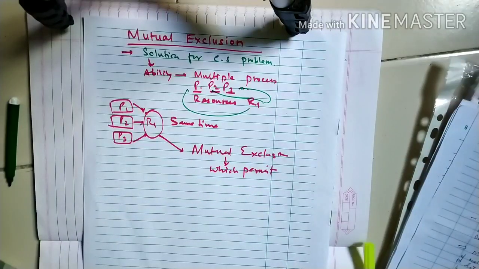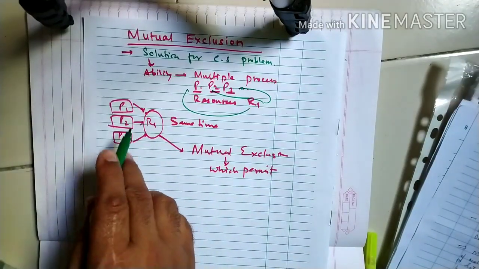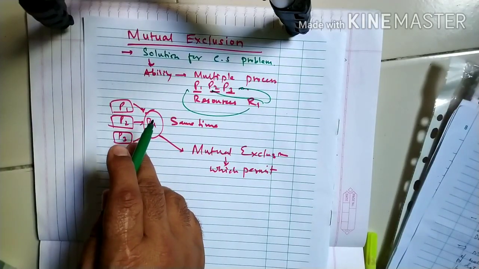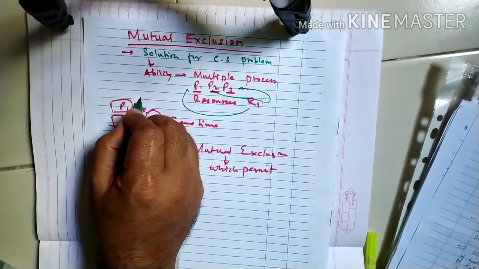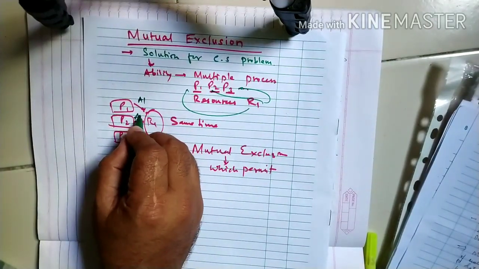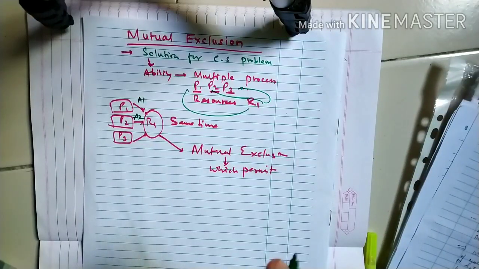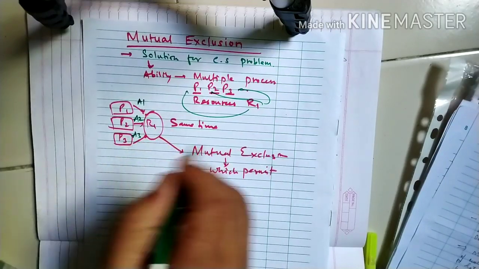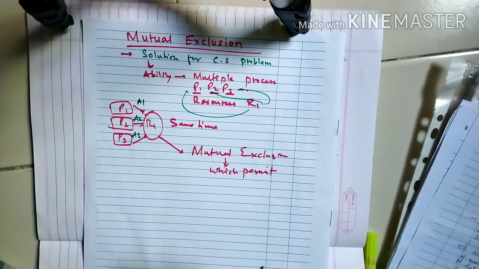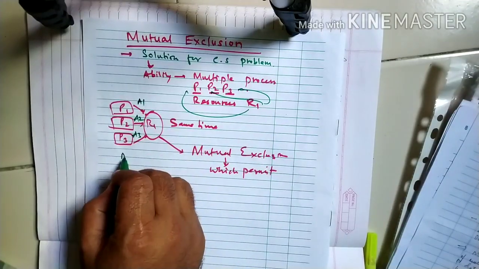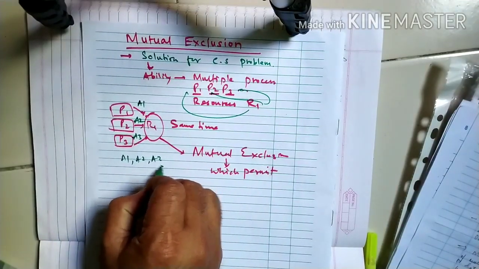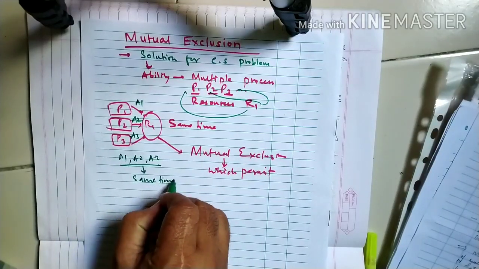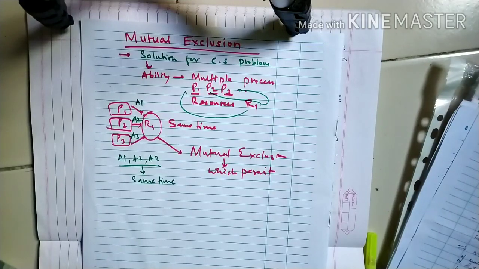See what happens if we are not able to control the actions from all the processes on this resource R1: the actions cannot be controlled. Action 1 is performed from process 1, action 2 is performed from process 2, and action 3 is performed from process 3 on R1. So all these actions, A1, A2 and A3, have been performed at the same time. If the time is the same, then a problem may occur, an error may come.